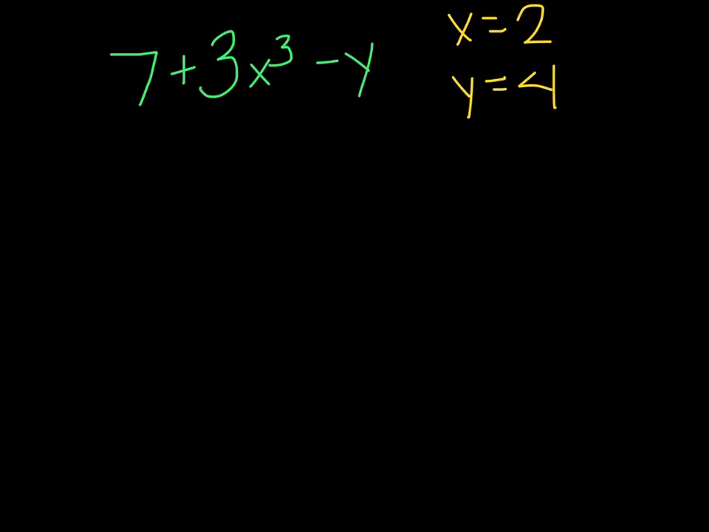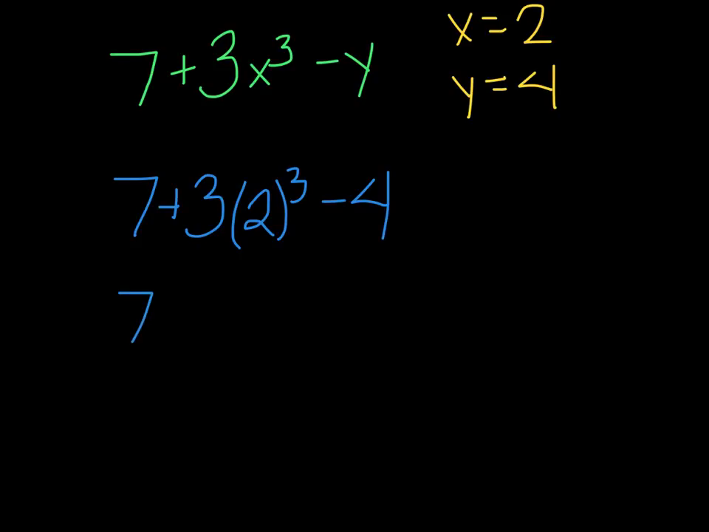So when we plug those values in, we have 7 plus 3 times x, which is 2 to the third power, minus 4. So I've plugged in those values and now I just need to solve. So I keep the 7 plus, my order of operations tells me I need to do my exponents here, 2 to the third power times 3.